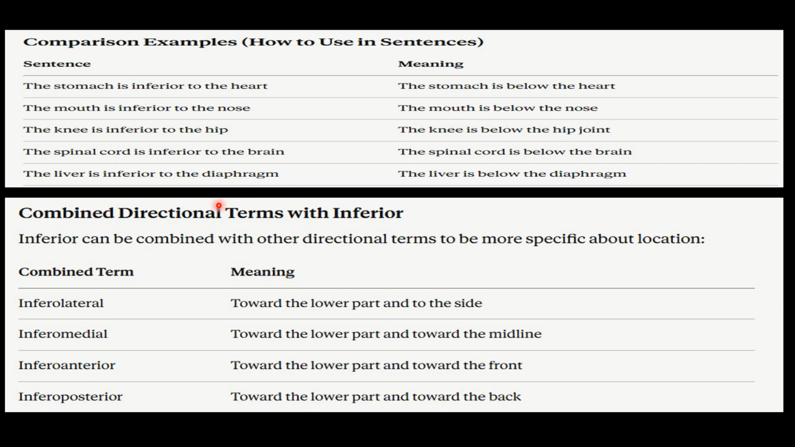Clear? Now we have some combined directional terms with inferior. Let's go see one by one. First is inferolateral, which means toward the lower part and to the side. Inferomedial, toward the lower part and toward the midline. Inferoanterior, toward the lower part and toward the front. Inferoposterior, toward the lower part and toward the back. So these are all the combinations that are used with inferior.